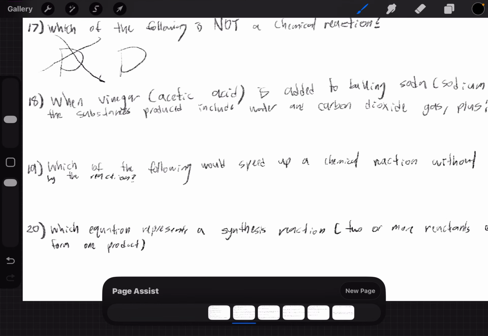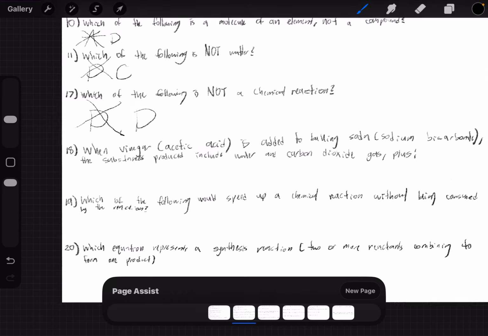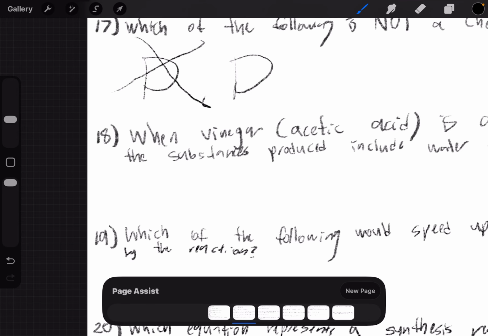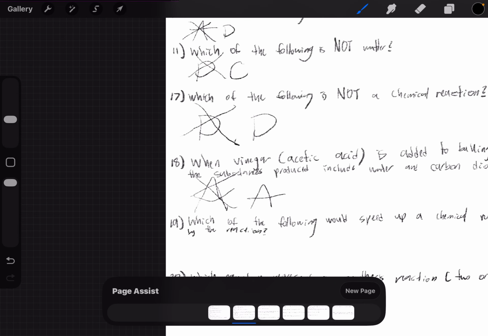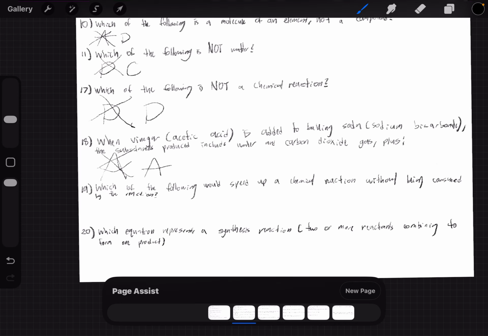When vinegar, aka acetic acid, is added to baking soda, aka sodium bicarbonate, the substances produced include water and carbon dioxide plus. Sorry, for this I chose A, which is an additional reactant, but I was actually wrong. Oh, I was actually correct, sorry, and it was A. Sorry, because we had our corrections, and Mr. Sean Kim marked it wrong, so I'm kind of confused.